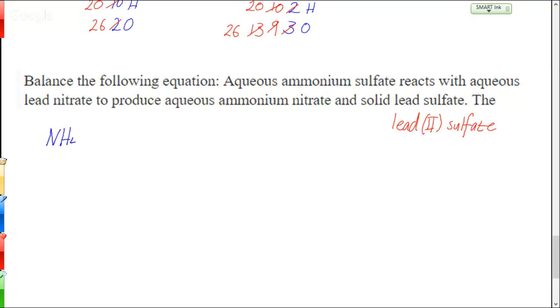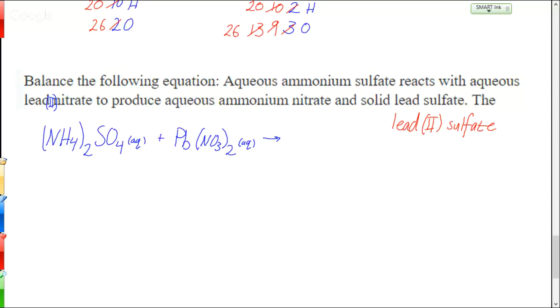So ammonium sulfate is (NH4)2SO4, because ammonium is +1, sulfate's -2, so you need 2 ammoniums to balance out that compound. That's aqueous. Lead nitrate, this should also be lead 2 nitrate. So if it's lead 2, that's lead +2. Nitrate is -1. So you need 2 of the -1 nitrates to offset the +2 lead. Also aqueous.